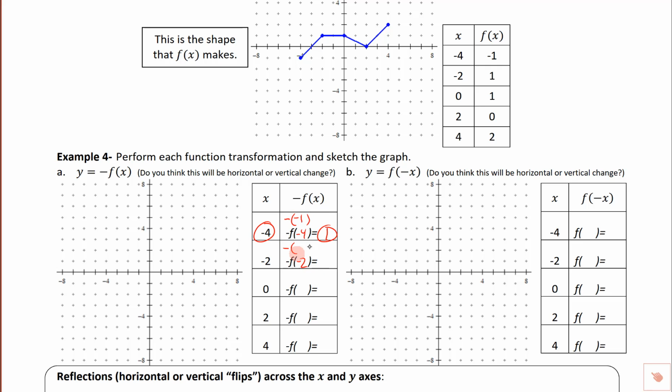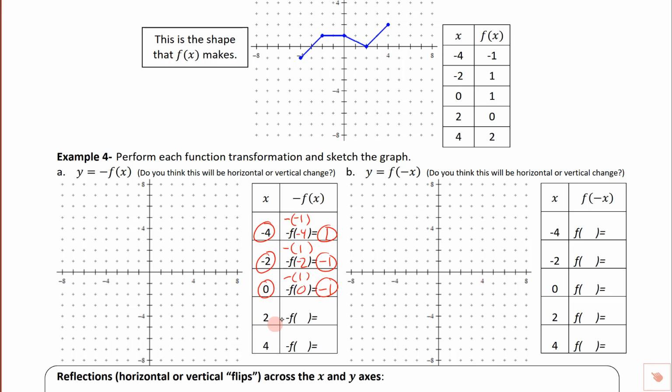So this is negative f of -2. So let's figure out what f of -2 is. It's a 1. So this is going to be negative times 1, so that's going to be -1. So we're going to graph this point right here. Let's see, 0. So we put an f of 0 in here. So this is going to be negative. Let's figure out what f of 0 is. That is a 1. So this is going to be -1. So that's what we're going to graph.